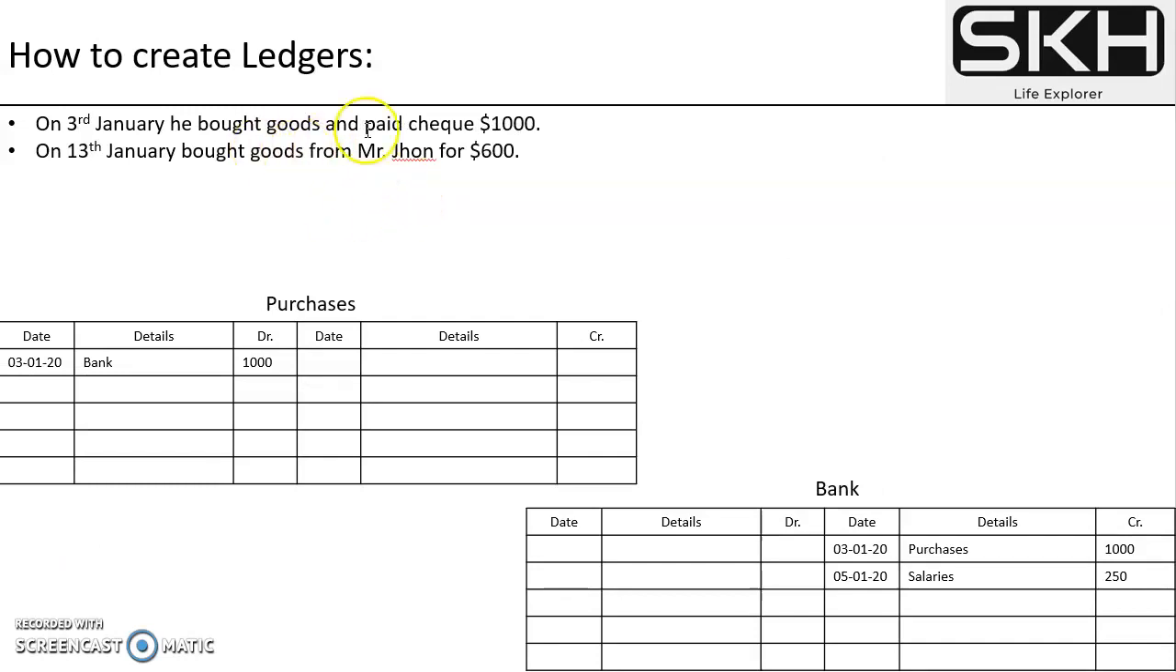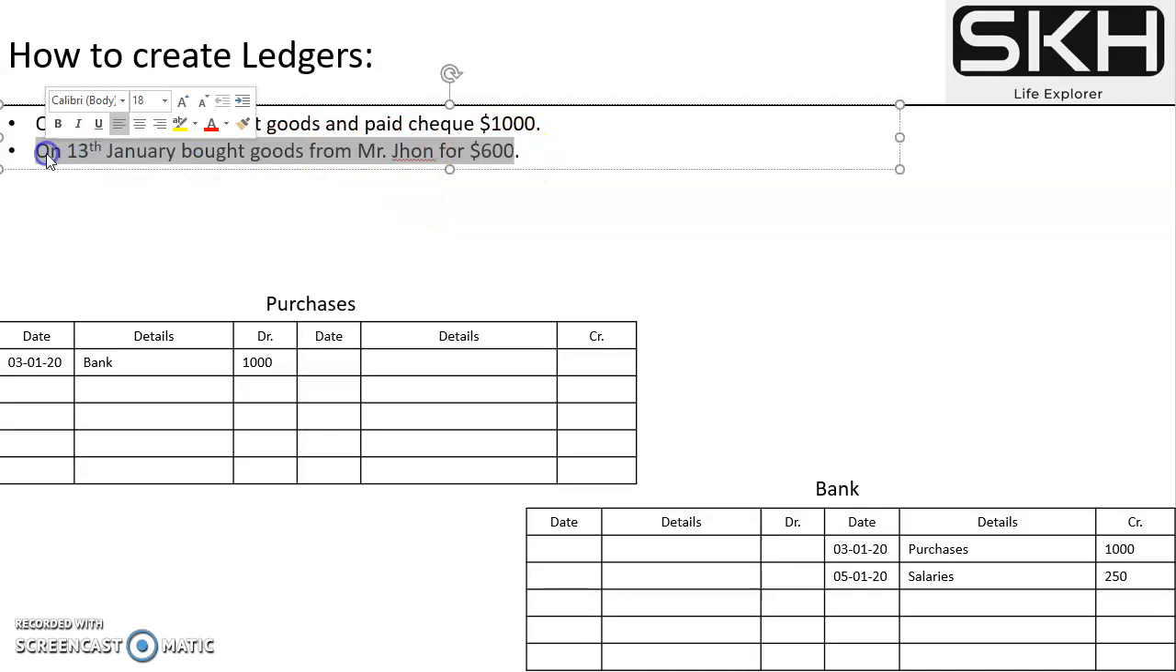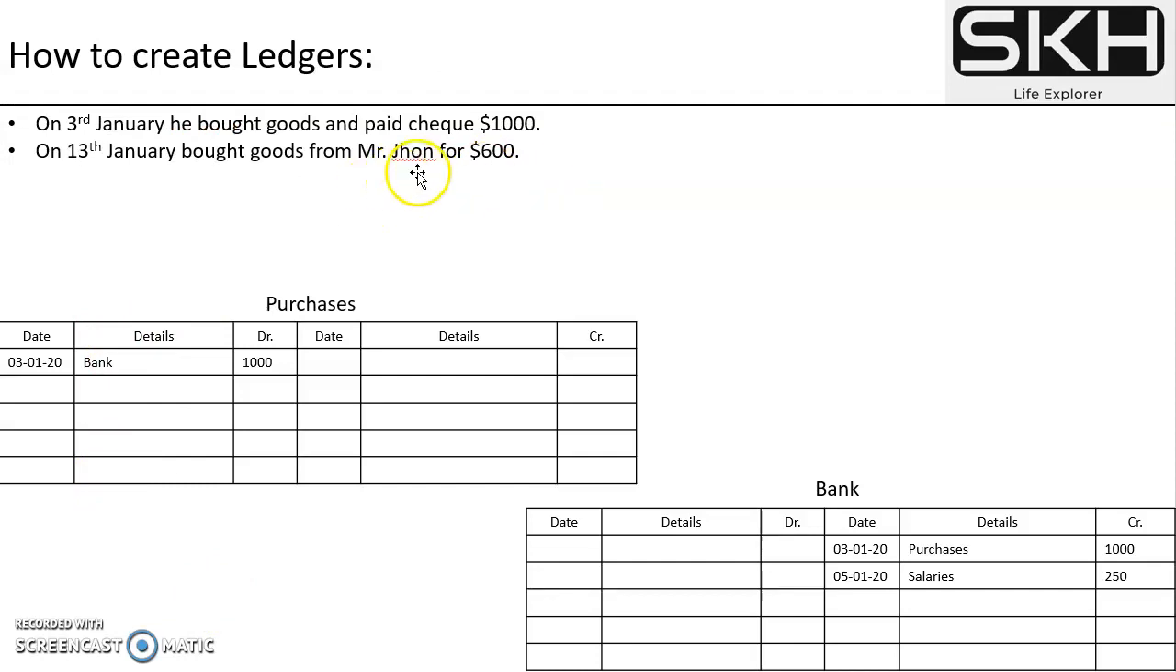Here the first transaction we have already done, and now we are doing one more transaction. On 30th January, bought goods from Mr. John for 600. It means that we are buying goods from Mr. John, so it is not a cash transaction, but a credit transaction. Two accounts are involved, the purchases account and Mr. John's account. So let's figure out the purchases account.